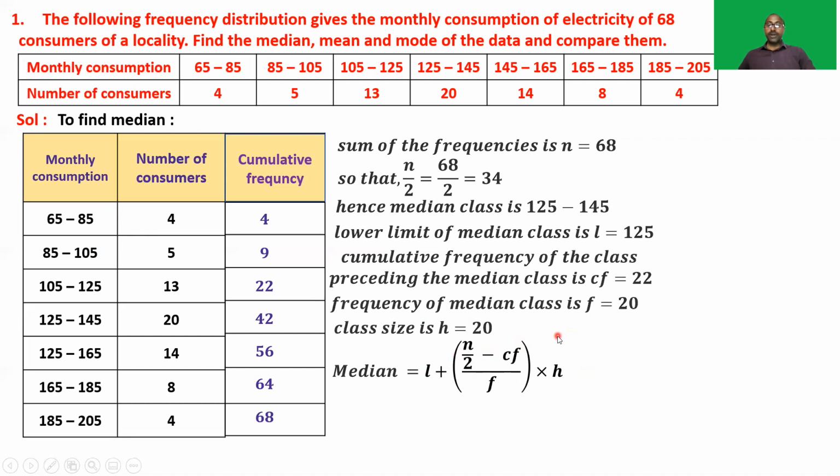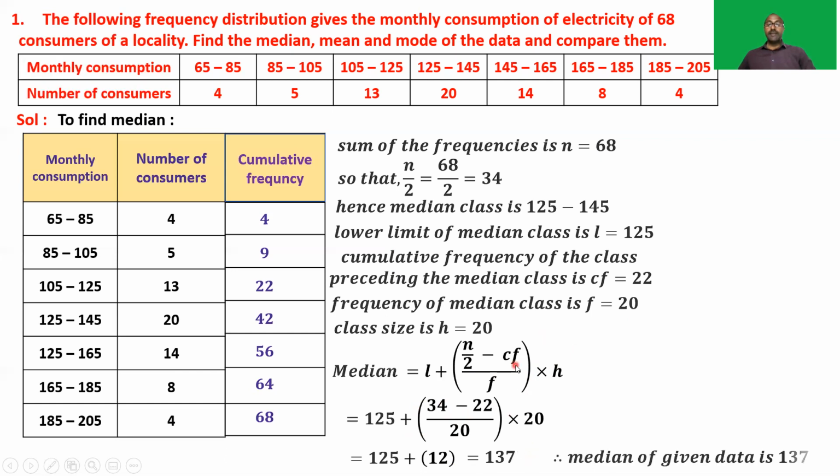We have L is equal to 125, N by 2 is equal to 34, CF is equal to 22, F is equal to 20, and H is also equal to 20. So by substituting, we have 125 plus 34 minus 22 by 20 into 20. And by dividing the two 20s, we remain with 125 plus 34 minus 22, which is 12, which is equal to 137. So the median of the given data is 137. Okay.